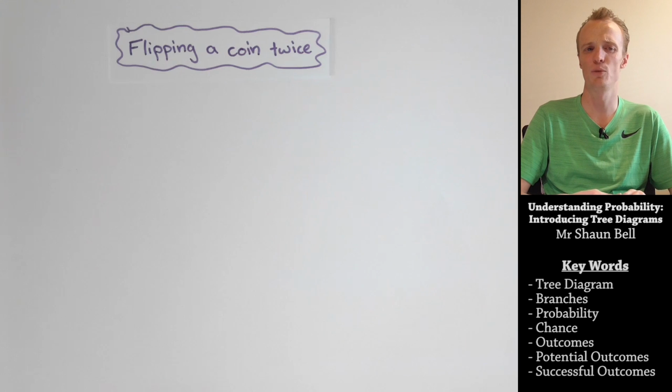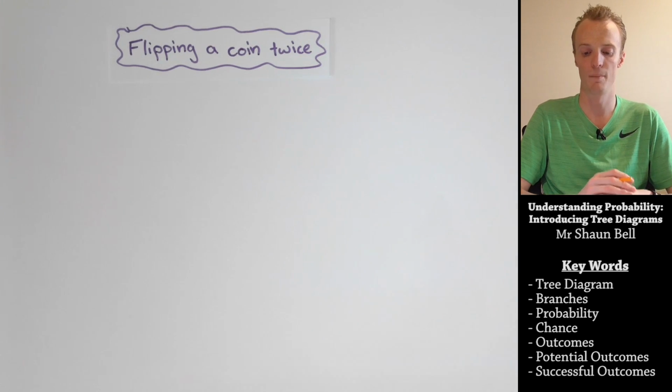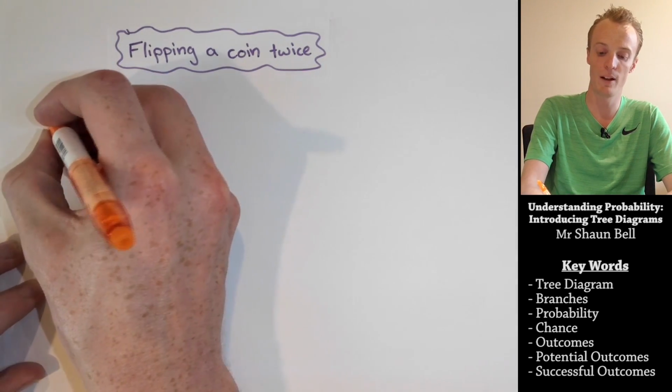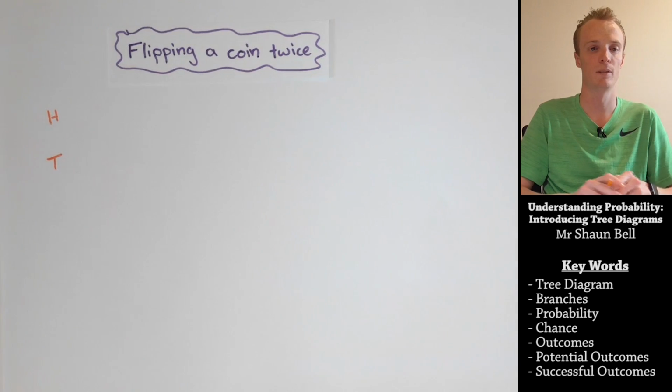So let's consider the situation where we flip a coin twice consecutively, and we want to know before we begin what the probability of us getting two heads in a row is. Well, if we begin by listing the outcomes of the first flip of the coin, we could either get a heads or a tails.